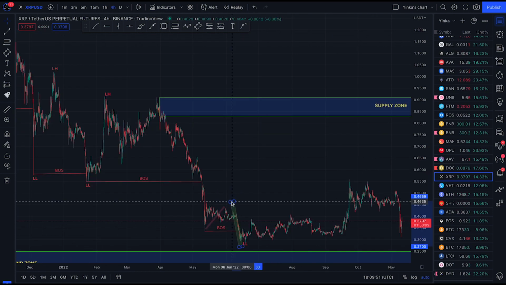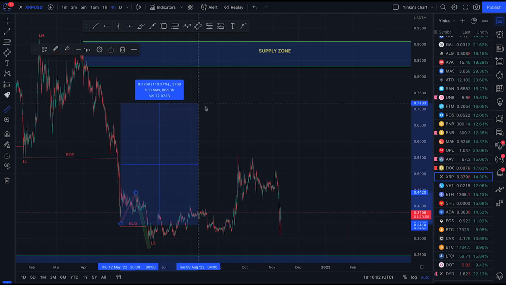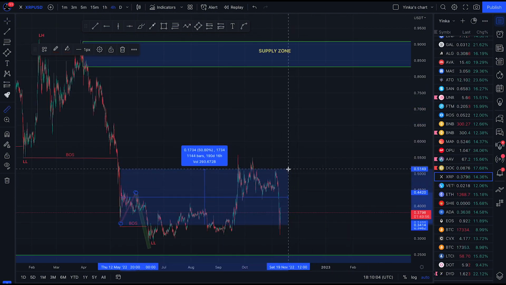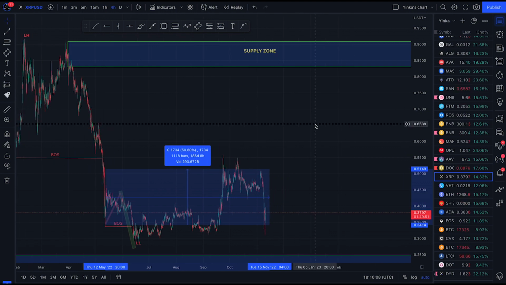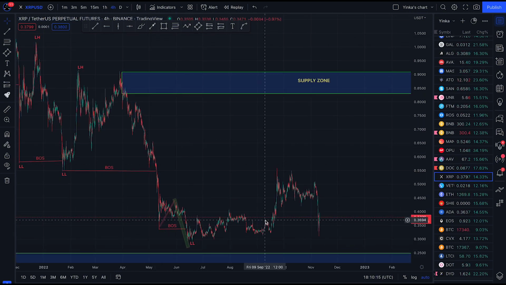And this is where price has been for a very long while now. Price has been between this swing for over 190 days on our lower time frame. Over 190 days, the price has been in between this swing.